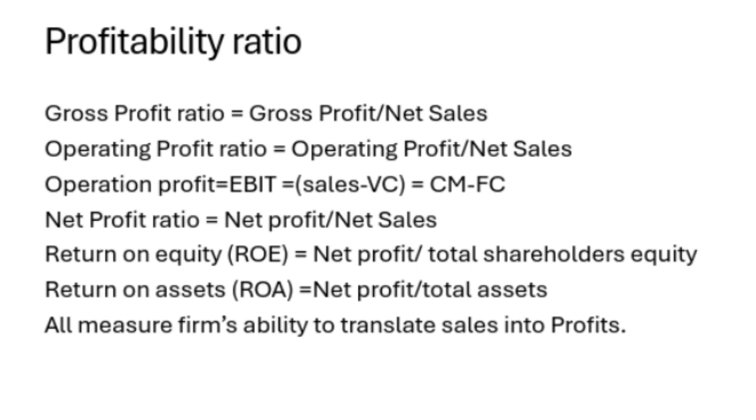Profitability ratio. Gross profit ratio is equal to gross profit divided by net sales. Operating profit ratio is equal to operating profit divided by net sales. Operating profit is equal to EBIT, which is equal to sales minus VC, which is CM, minus FC. Net profit ratio is equal to net profit divided by net sales. Return on equity is equal to net profit divided by total shareholders' equity. Return on assets is equal to net profit divided by total assets. All measure the firm's ability to translate sales into profits.